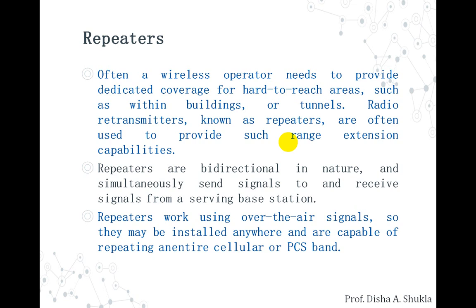Now, repeaters are bidirectional in nature and simultaneously they send signals to and receive the signal from a serving base station. So, the repeaters are actually bidirectional. They can send and receive the signal to the serving base station. The repeaters will work using the over the air signals, so they can be installed anywhere and are capable of repeating an entire cellular or a PCS band.